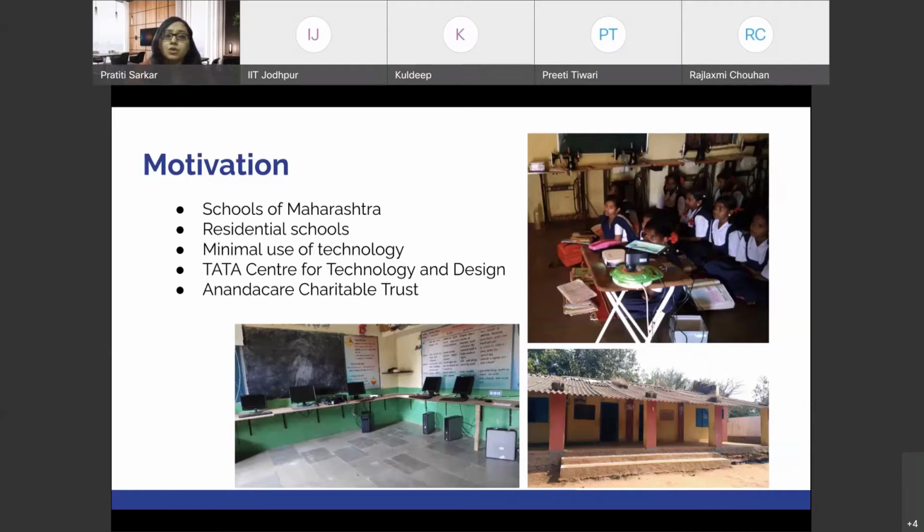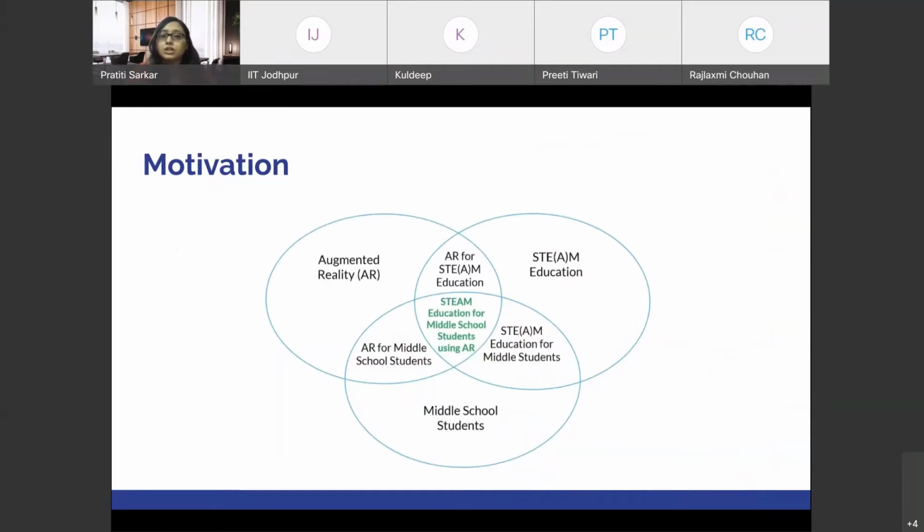So with all the observations, our broader goal became to see if emerging technology like augmented reality can be brought into STEM education, with middle school students as our target audience, and if this can be done in the Indian context.